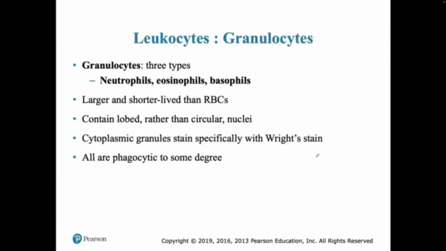Granulocytes are three types: neutrophil, eosinophil, basophil. They're larger, but they're shorter-lived than RBCs. They have nuclei, but the nuclei are lobed. It's not just one round nucleus. In the cytoplasmic granules, they can be stained with the right stain, and they do get the color of the stain. And they're phagocytic to some degree, meaning they're capable of digesting foreign invaders.